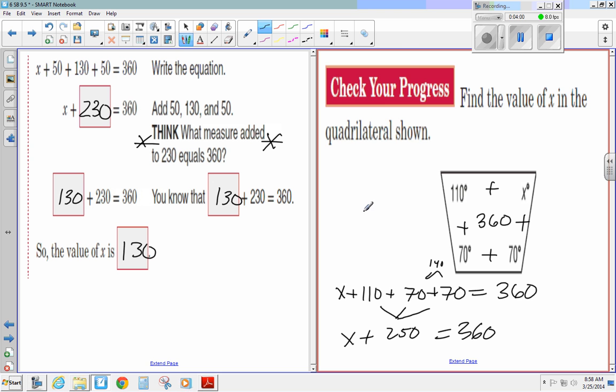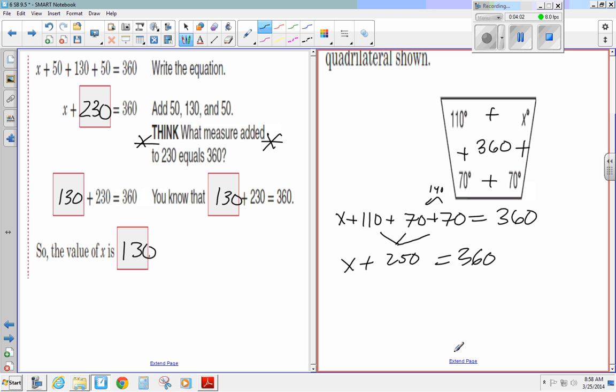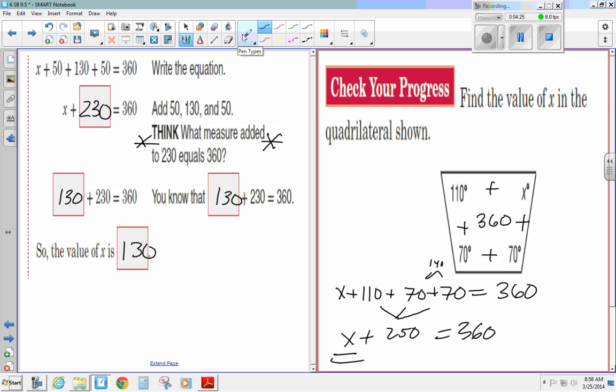So now using mental math, what would I need to put here to make this equal to 360? I would need 110 plus 250 gives me 360. I now know that the value given, that x is equal to 110.